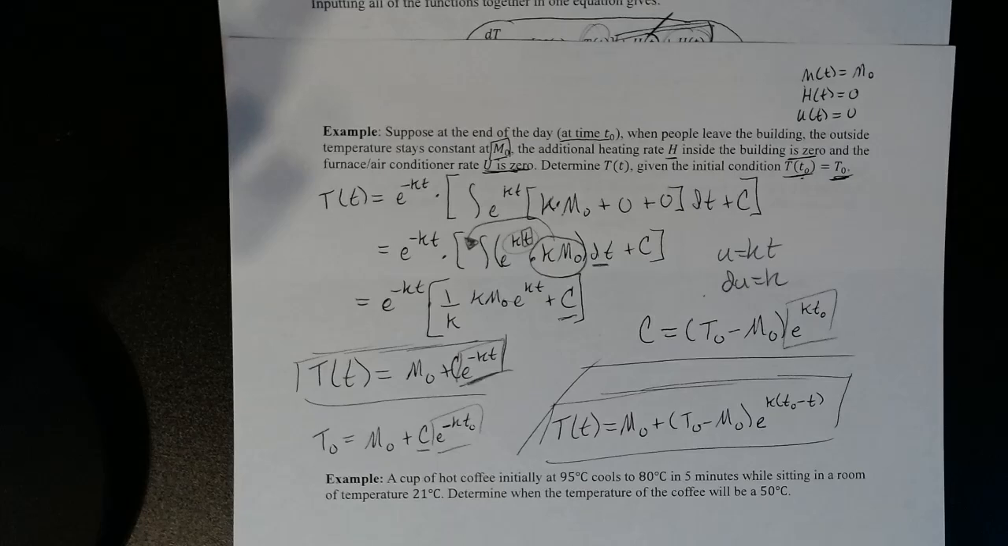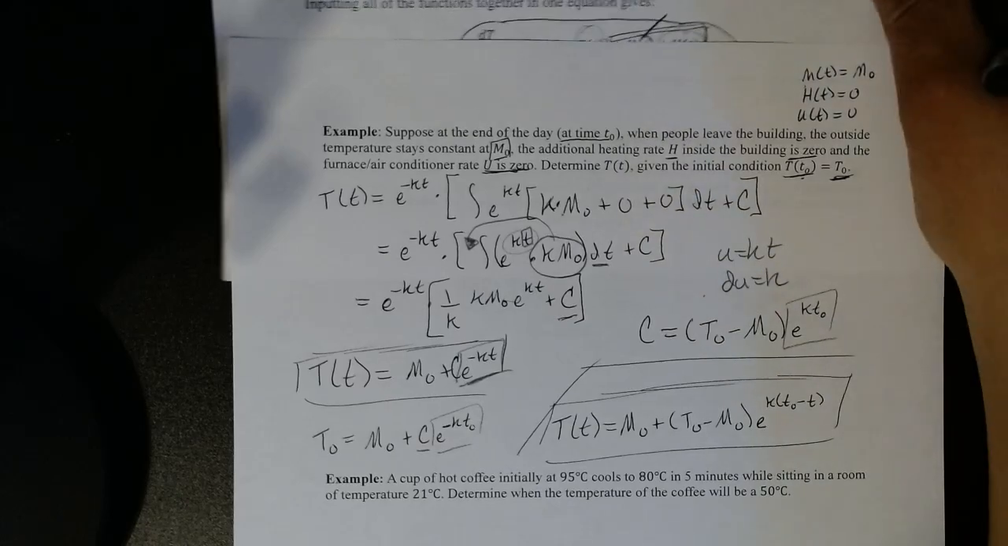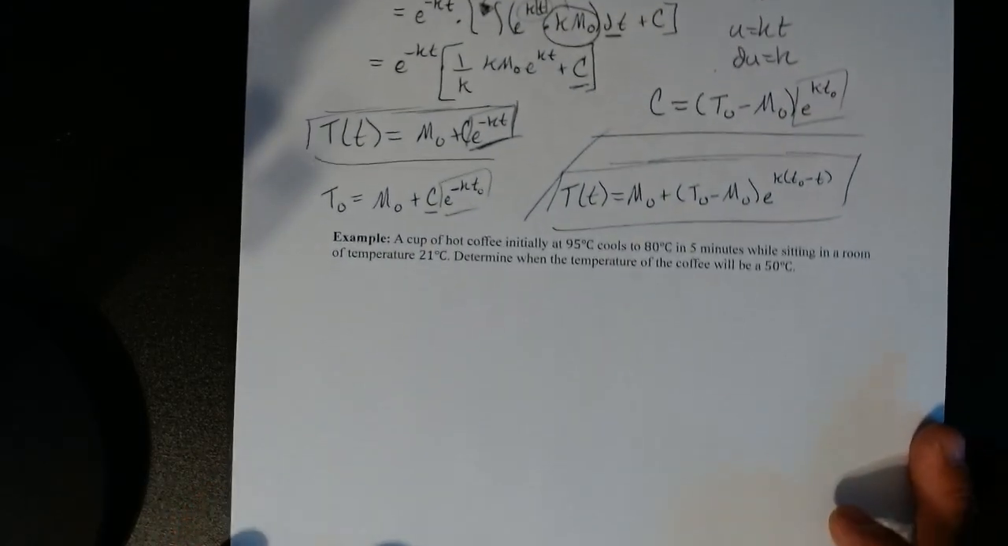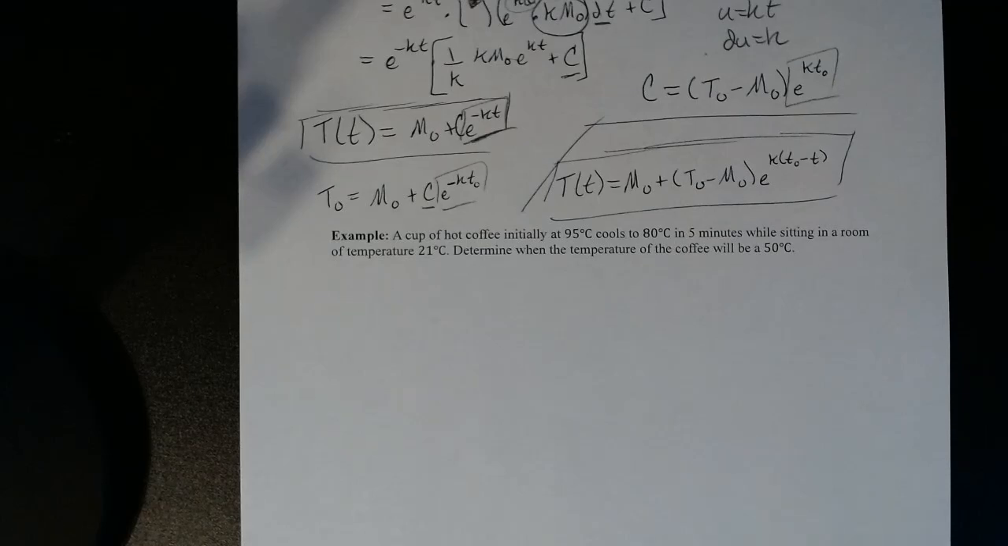So why don't we do one with actual numbers instead of a theoretical one. But very similar to what we just did here. Okay. So a cup of coffee initially at 95 degrees cools to 80 degrees in 5 minutes while sitting in a room of temperature 21 degrees Celsius. Determine when the temperature of the coffee will be at 50 degrees Celsius.